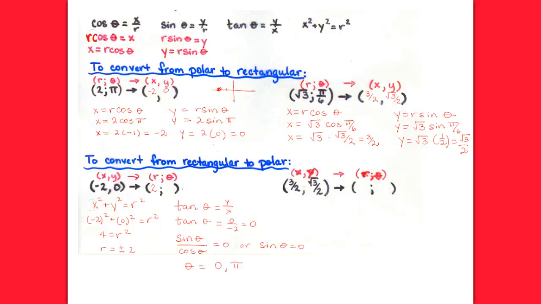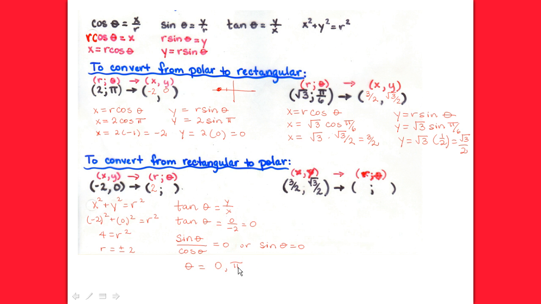How do I know which one it's supposed to be? I can see it's not supposed to be both. It's supposed to be 1. But when I get here, how will I know which one to use? Go back to your original given point. When I look at this original given x, y value, x is negative, y is positive. So if I think about that, that's over here at pi. That's not over here at 0. And so that's how I can see which one to use.